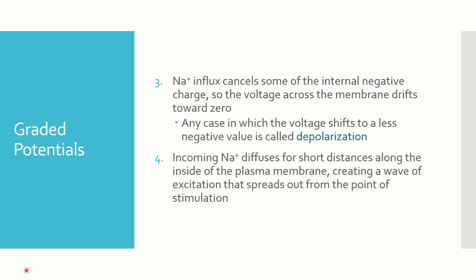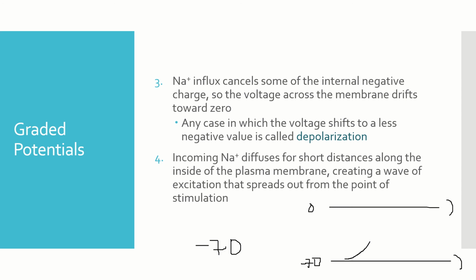Remember, we start out with our resting membrane potential of -70. And so when we have, say this is 0 and this is -70, when we have this change, we start seeing drifting upward. At any point, if we have a voltage that shifts from a negative value to a less negative value, right, closer to 0 or closer to a positive number, just further away from negative numbers, we call that depolarization. So this is depolarization when we start seeing movement, right, toward 0.